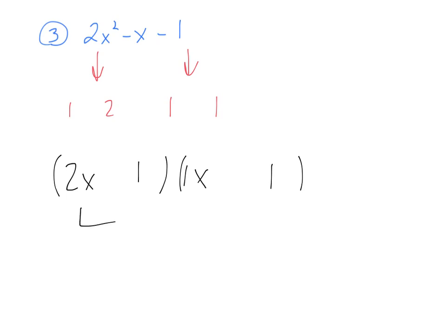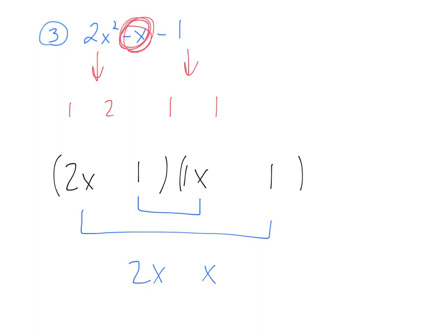We know that the outside terms must equal 2x and the inside terms 1x. But what do we need? Let's see. We need a negative 1 in the middle. So I need to set this equal to negative 1x. Well, what signs do I have to give 2x and x to receive that negative 1x? A negative 2x and a positive 1x. That's the only way I can do it.